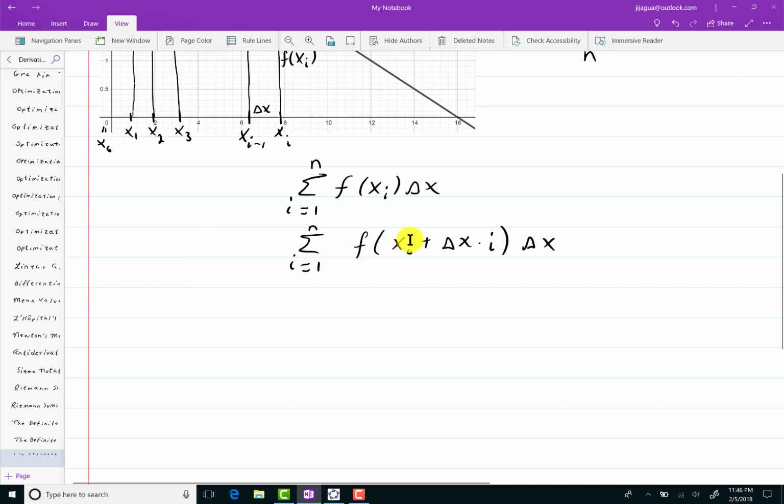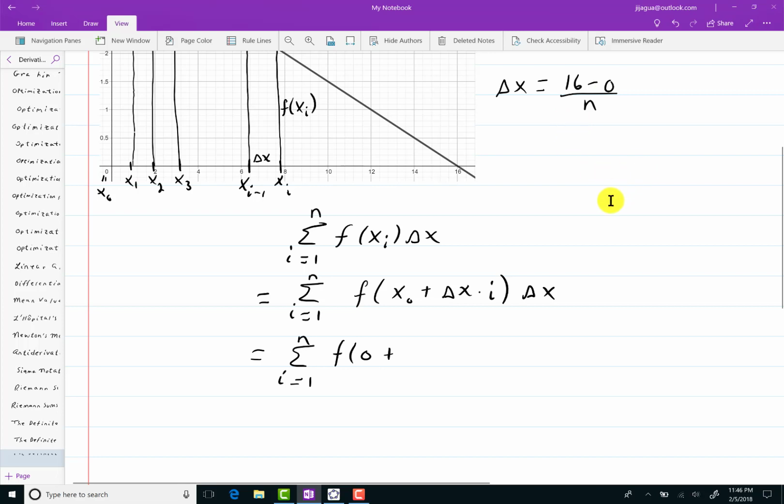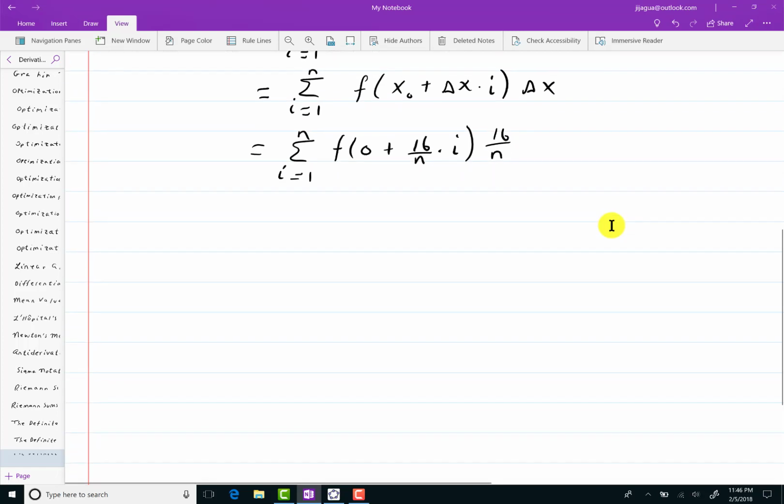All right, well, x0 is 0. I'm going to write these in complete detail so you see what's going on here. The sum from i equals 1 to n of f of 0 plus delta x, which is 16 minus 0 over n, so it'll be 16 over n times i, times delta x, which is 16 over n. And let me take it to its final form before I start going to the limit. We have f of 16 over n times i, times 16 over n.